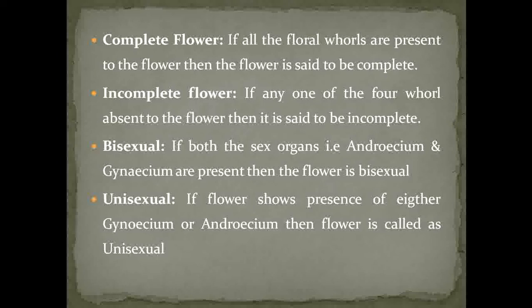The next category is called a bisexual flower. What is bisexual? If the flower shows the presence of both the sex organs, that is androecium and gynoecium, then that type of flower is called bisexual. Then next comes the unisexual flower. If the flower shows the presence of either gynoecium, the female reproductive organ, or androecium, the male reproductive organ, then that type of flower is called a unisexual flower.